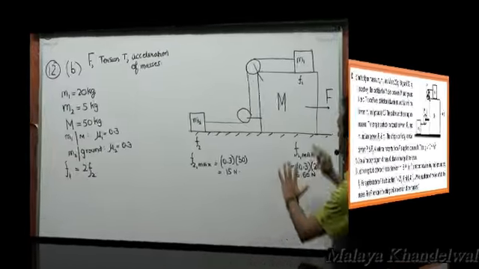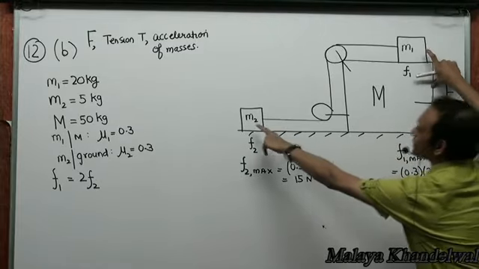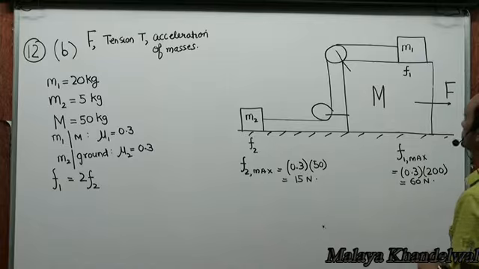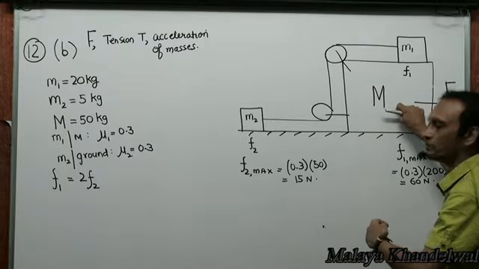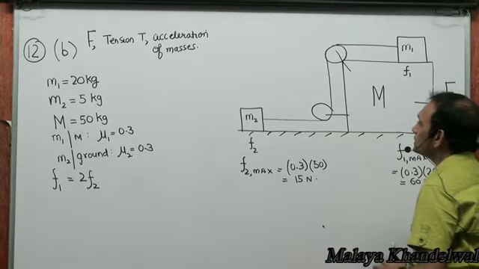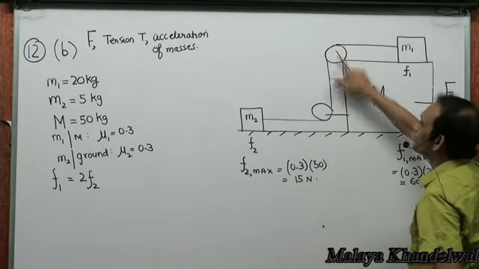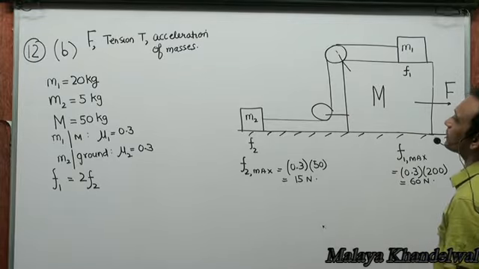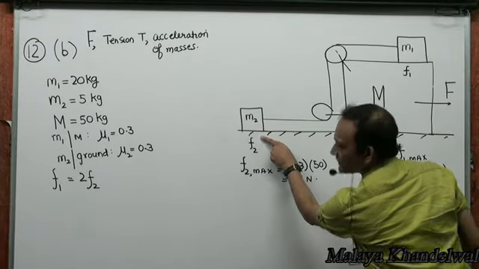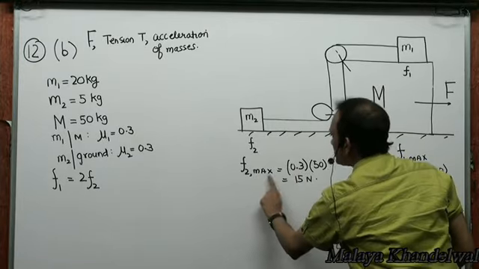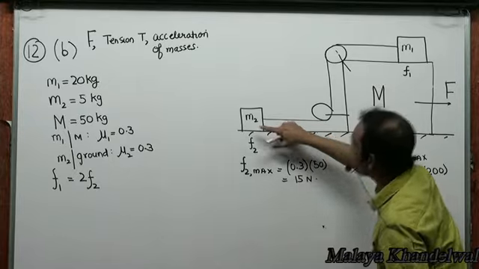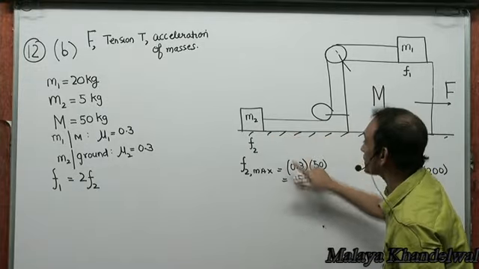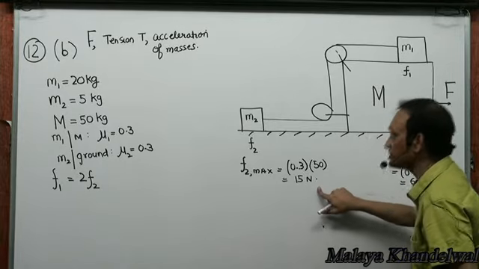A system of this kind: a mass capital M and 2 other masses M1 and M2 whose masses are shown, and a horizontal force capital F applied on mass capital M. 2 pulleys, both fixed to the block capital M, and there is friction between M2 and the ground. The coefficient of friction between M2 and the ground is 0.3. The mass of M2 is 5 kgs, so the maximum static friction between M2 and the ground is mu mg, which is 15 newtons.